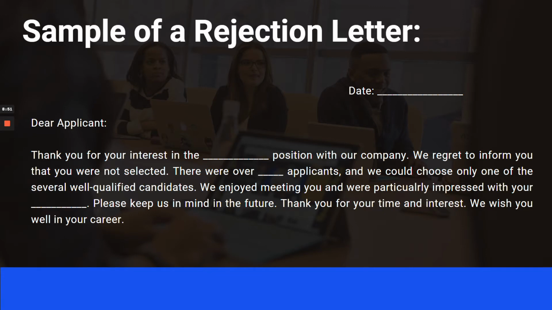And we enjoyed meeting you and we're particularly impressed with your unsa man ang positive kay mo nakita sa iya. Then please keep us in mind in the future. See, you are letting the person know that there's a possibility nga makatrabaho gyapon siya dito. So there's a positive relationship and you have to thank them for their time and interest and wish well in your career.